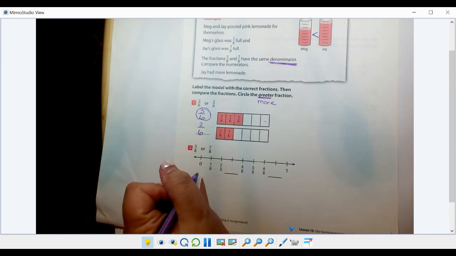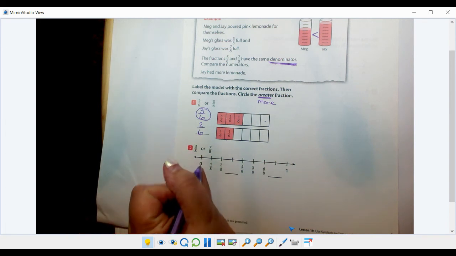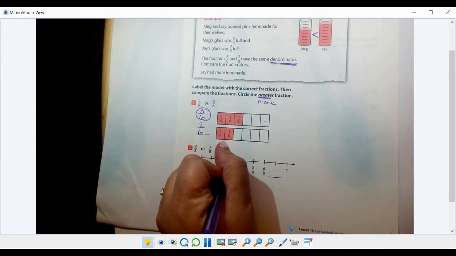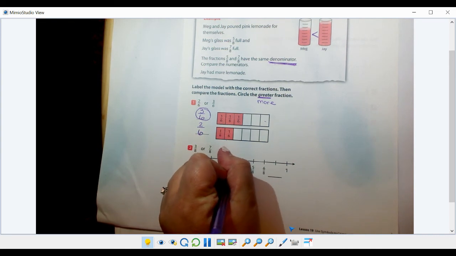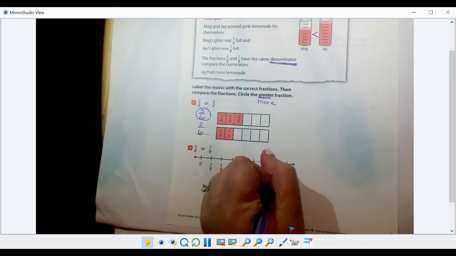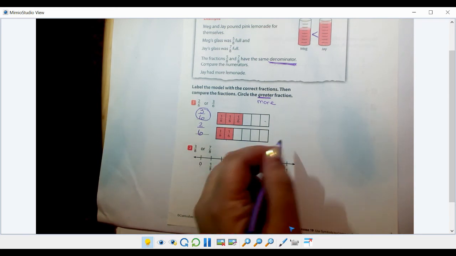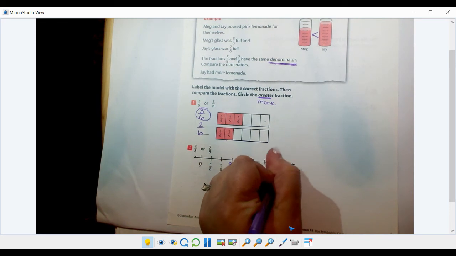Now we're going to look at 3/8 and 7/8, and this is modeled on a number line. So if I'm looking at my number line, I have 0/8, 1/8, 2/8, 3/8 would go right here, 7/8 would go right here, and which one is greater? Well, obviously 7/8 because it's further along on the number line. Okay, turn our paper over.